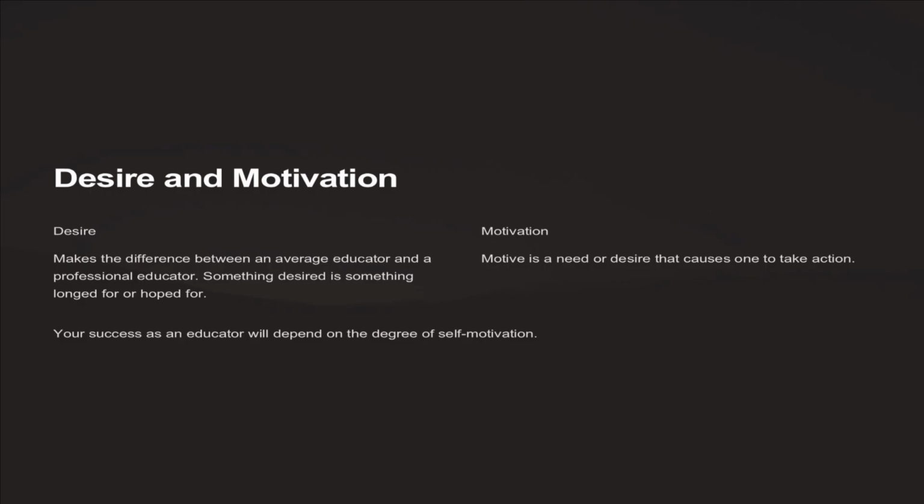Desire and motivation. Desire makes the difference between an average educator and a professional educator. Something desired is something longed for or hoped for. Motivation. Motive is a need or desire that causes one to take action. Your success as an educator will depend on the degree of self-motivation.